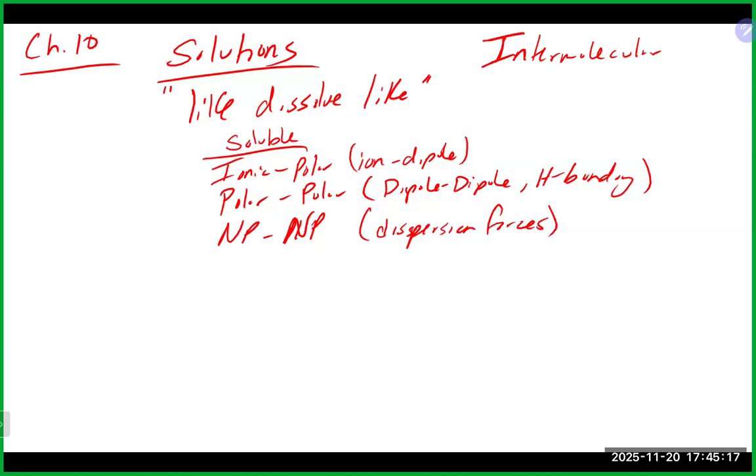And again, as we talked about, crossing over from polar to nonpolar is going to be problematic. So nonpolar and polar is not going to really work, because they are using very, very different types of interactions.